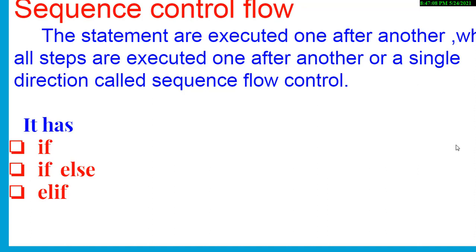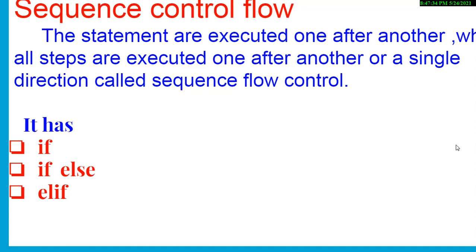Sequence control flow, as the name suggests, is nothing but execution of each of the program steps one by one. That means the statements are being executed one by one in sequence, whether it has a single statement for execution or multiple statements for execution, that is the sequence control flow.